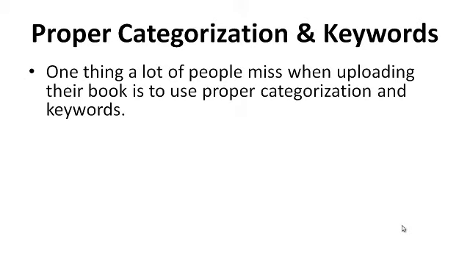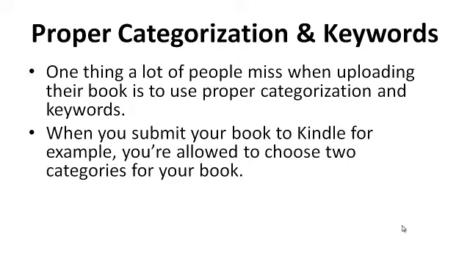When they upload their book, they're all excited, they're all gung-ho, that they forget to use proper categorization and keywords. And I'm going to show you in just a minute how to go about doing this. So basically, when you submit your book to Kindle, for example, you will be allowed to choose 2 categories for your book. So you want to make sure that you choose them wisely. Choose them wrong, then you're not going to really get targeted traffic.